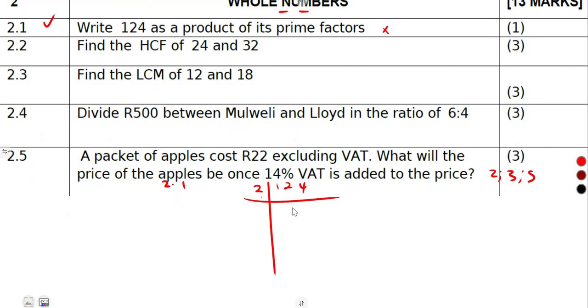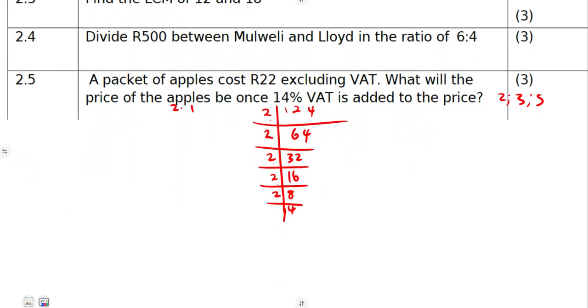124 divided by 2, that's 62. Divided by 2, that's 32. Divide by 2, 32 divided by 2, that's 16. Divide by 2, that is going to give us 8. Divide by 2, that's a 4. All right, this is just going to be 2, 2, 2, 2, and so on. Divide by 2, that's a 2. 2, that's a 1. All right, so that is it.